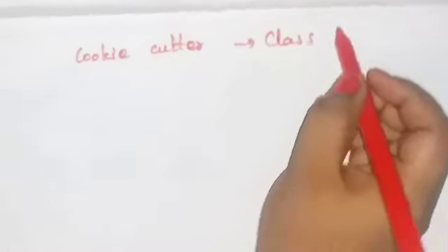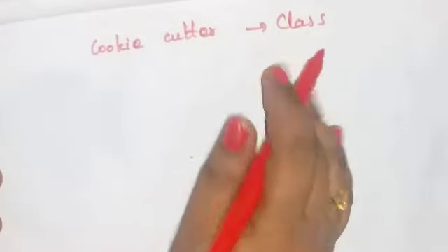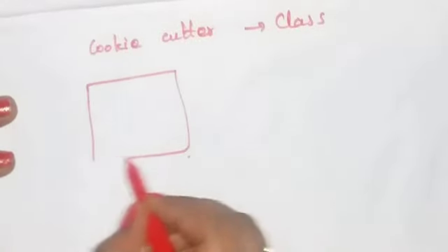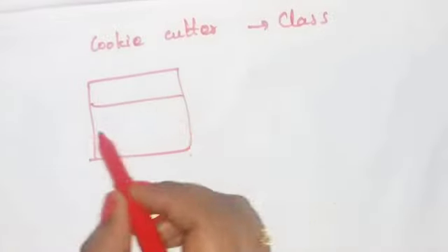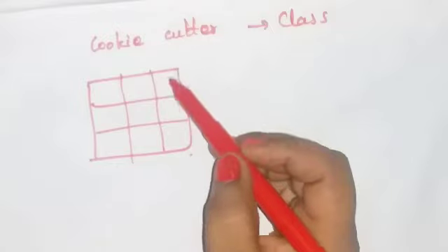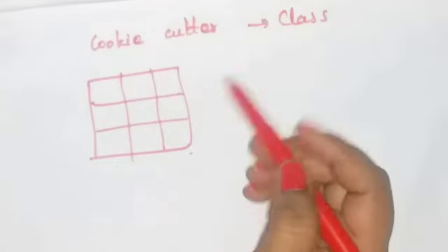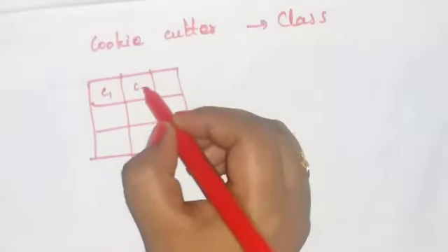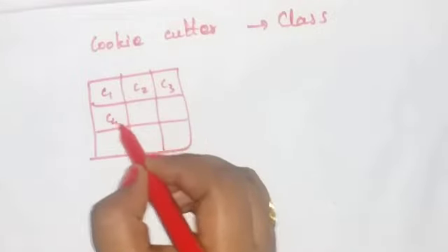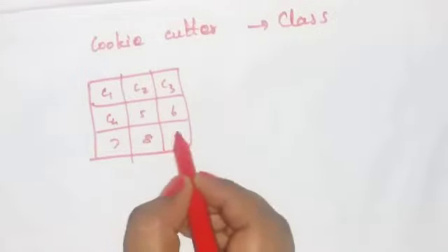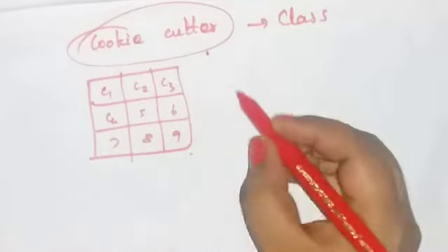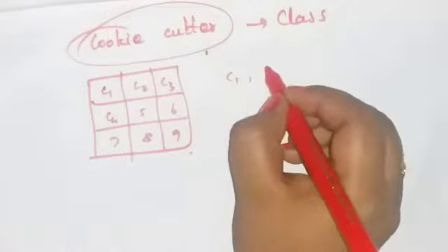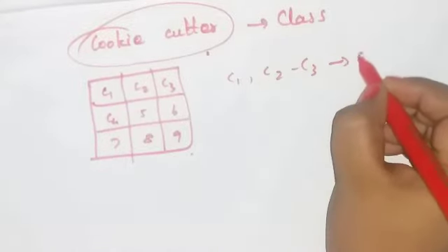Let us see another example. Take a cookie cutter as a class. This is the cookie. Using this cookie cutter, you can make many cookies. So this is cookie 1, cookie 2, cookie 3, 4, 5, 6, 7, 8, 9. Here the cookie cutter is called class. These pieces of cookies are called what? Objects.